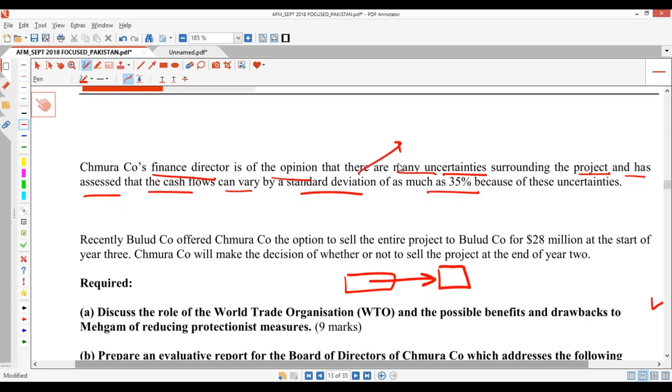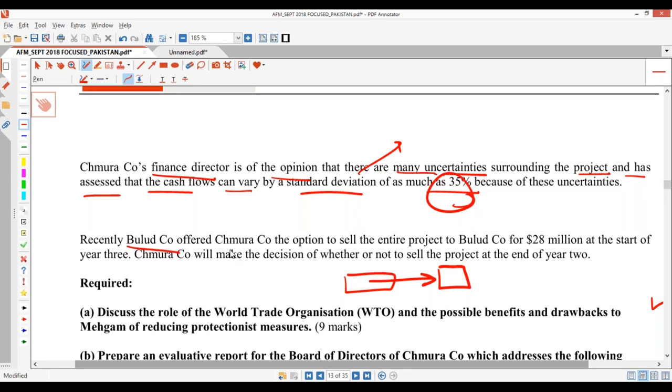Now, whenever in your P4, or today known as AFM, whenever you see a standard deviation, it could be for 2 topics. Yeah, 2 topics only. One will be for Black-Scholes, and one more is going to be for value at risk. These are the only 2 reasons why they want to give you 35%.